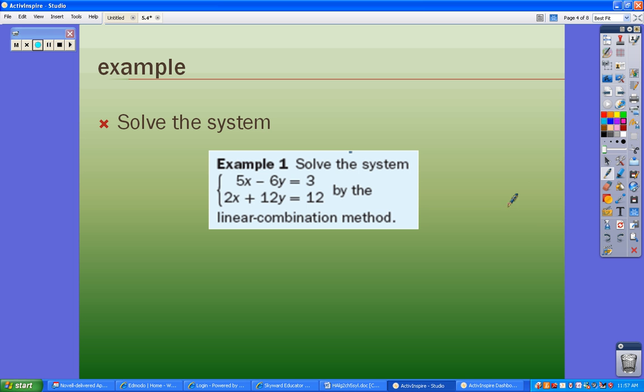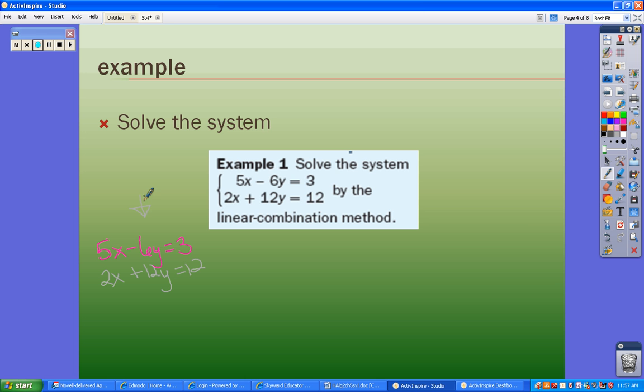So here's another example. I have 5x minus 6y equals 3. I think maybe a different color would be a little better. And 2x plus 12y equals 12. Okay, step 1 is to make sure everything's lined up, and it is. Step 2 is to look for opposites. Okay, I don't have opposites in the x's or y's, but I'm kind of close in the y's. That's where I would go.